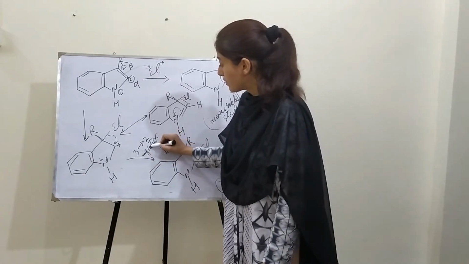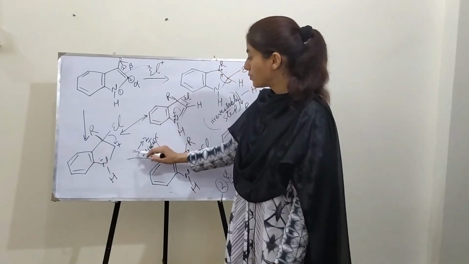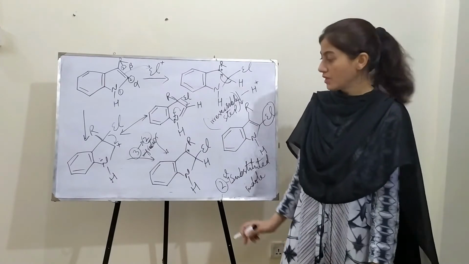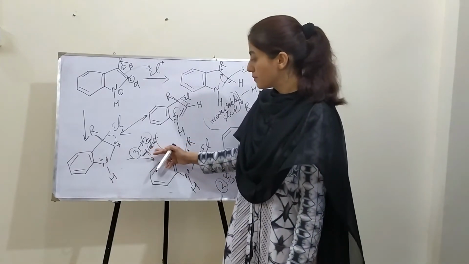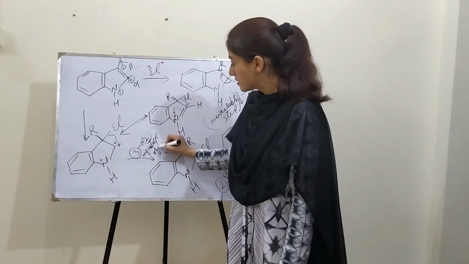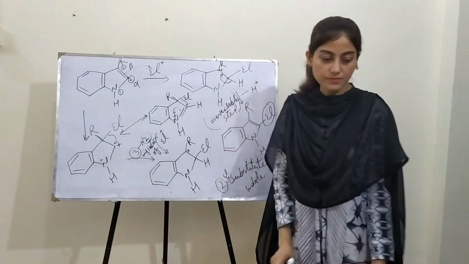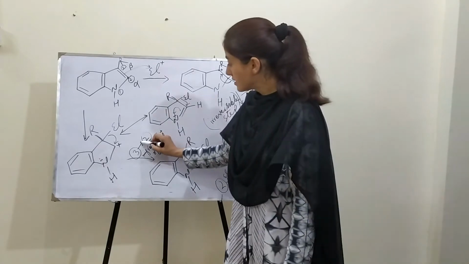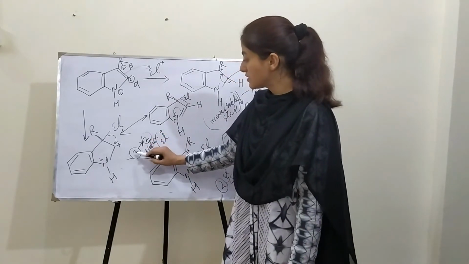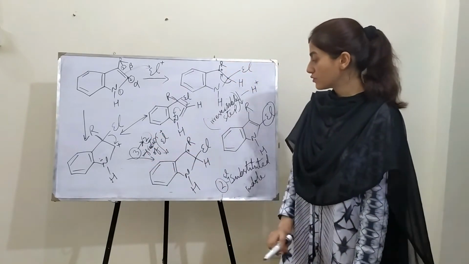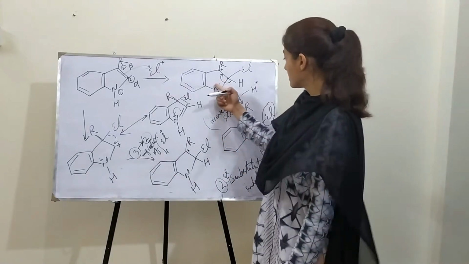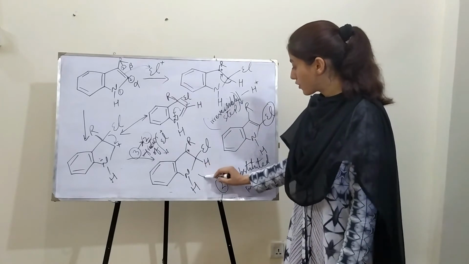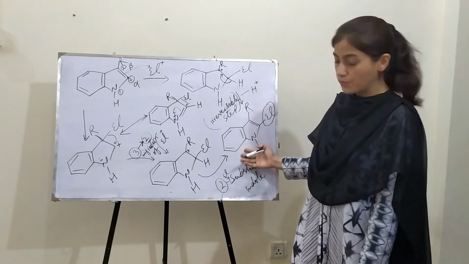That means the electrophile has migrated from position 3 to position 2. This 3 to 2 migration of the electrophile is shown by this arrowhead. From this we will get this product, and similarly from this we will get this product.